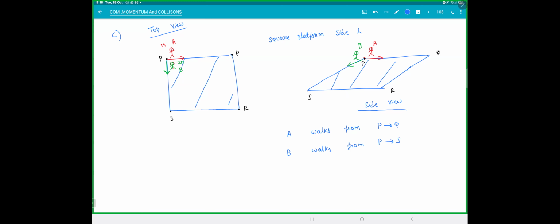In the previous problem, they were walking only in one direction. Here they're walking in two dimensions. So the platform will go up also, will go left also. It will go in some other direction. The mass of the platform is also M. So the mass of the platform is M, the mass of A is M, and the mass of B is 2M.